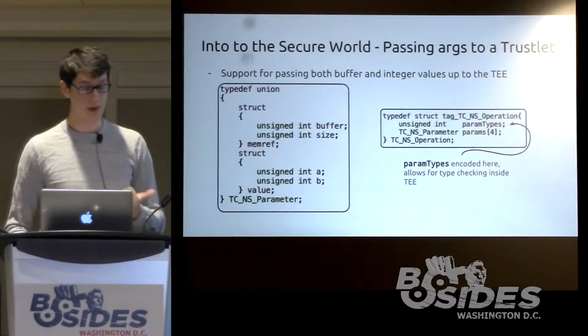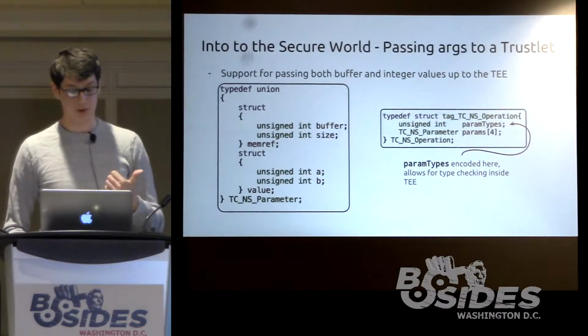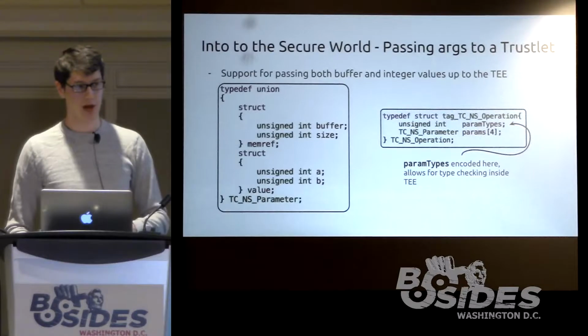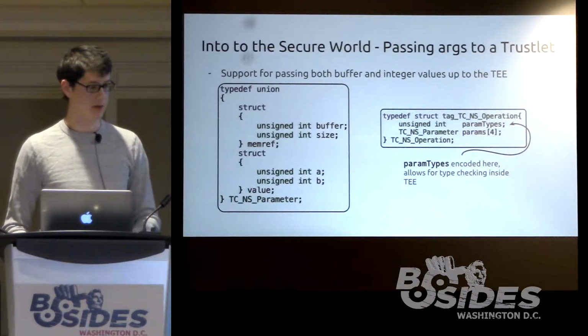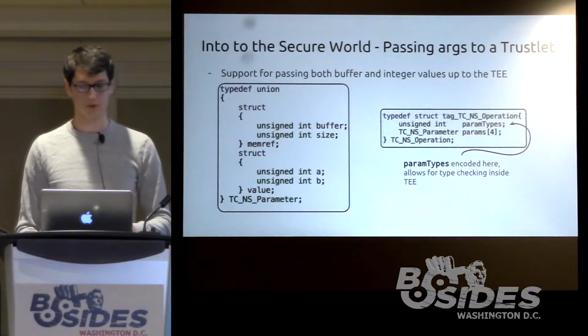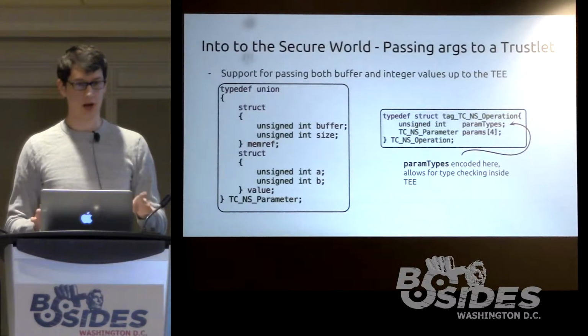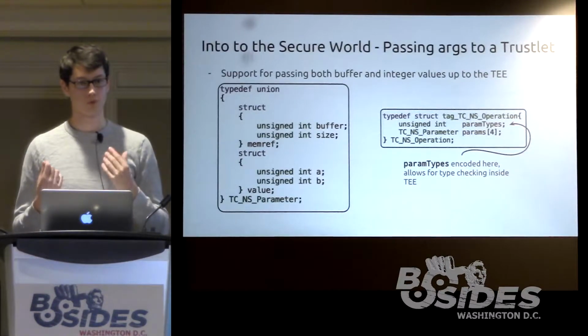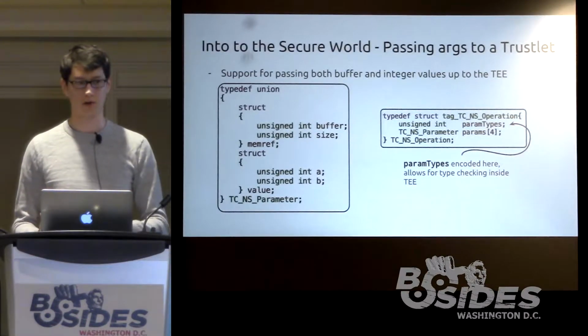So if we have a memory reference type in our very first parameter, the most significant byte of param types will be 1. If we have an integer type in our second parameter, the second most significant byte will be 0, for example. So all this type information is stored into this NS operation structure, and now it's the responsibility of the Trustlet to check the types before it begins acting on them.